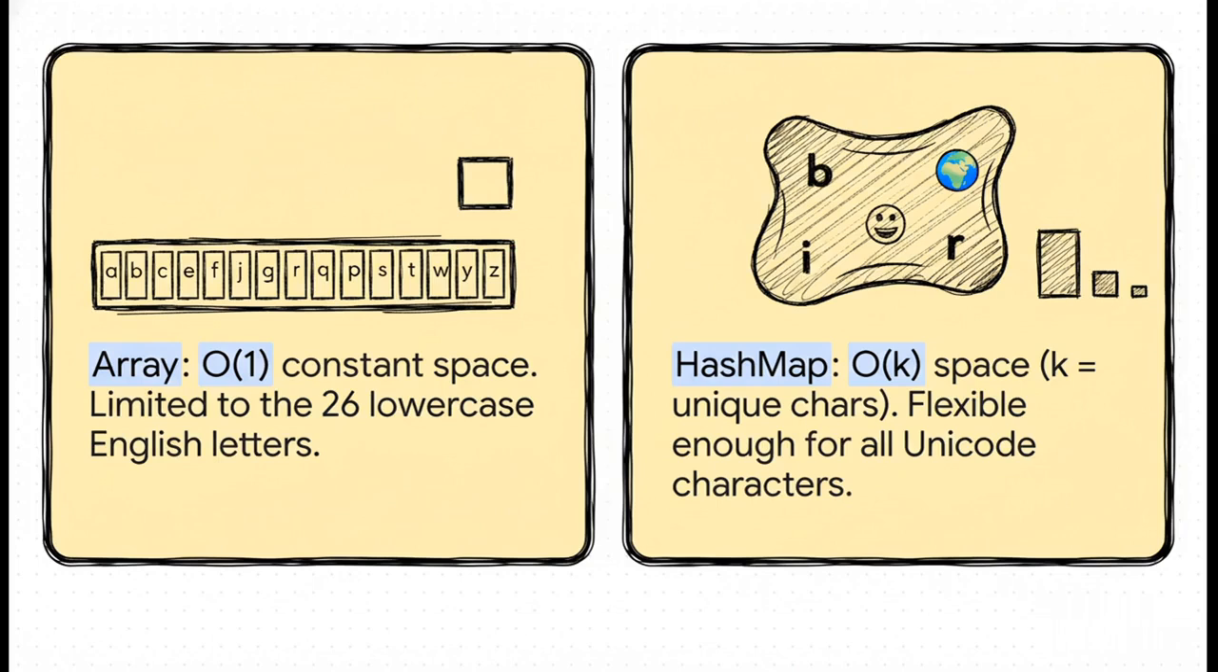Instead of our fixed-size array, we can use something called a HashMap. Think of it like a dictionary, where the keys can be any character, a Cyrillic letter, an emoji, whatever, and the value is its count. It's incredibly flexible, but there is a small cost. Its memory usage isn't fixed anymore. It grows depending on how many unique characters are in our strings.